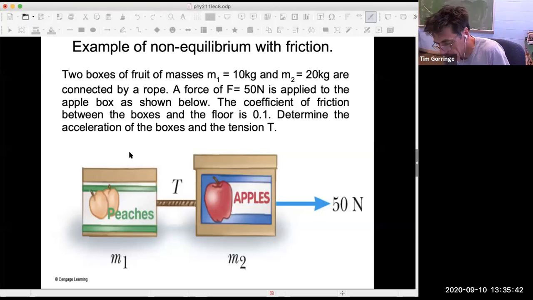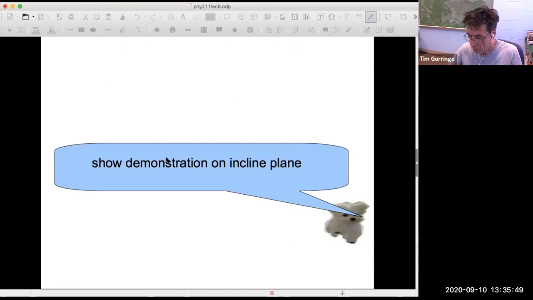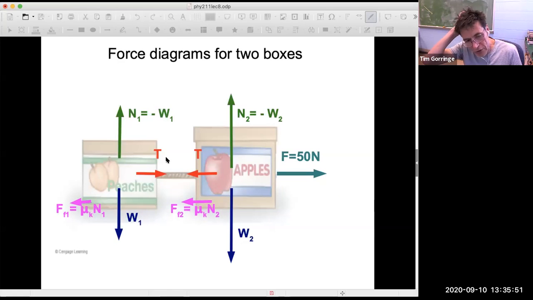And let's go ahead and solve this problem for the acceleration of the pair of crates. So the first thing I, of course, did was to draw the forces that are acting. And specifically here, I've drawn the forces that are acting on that crate of peaches and on the crate of apples.